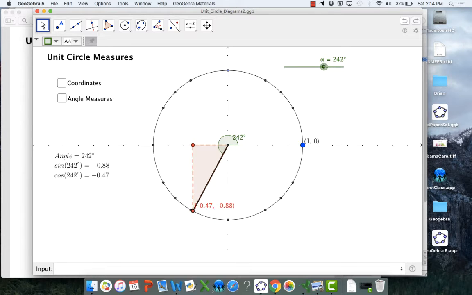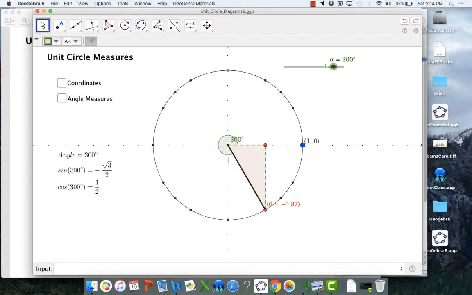We can do this one more time, and now we reach an angle of rotation of 300 degrees. Again, the absolute values for the cosine, 0.5, and the sine, 0.87, are the same as when we were at 60 degrees, but now the sine, negative 0.87, is negative.